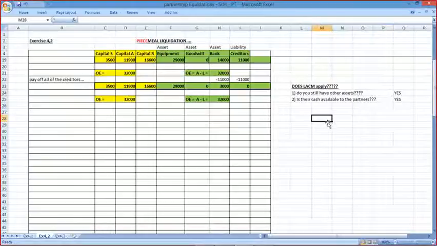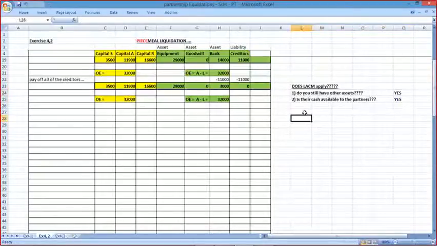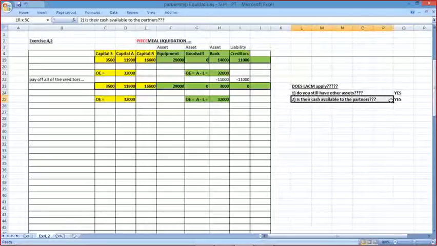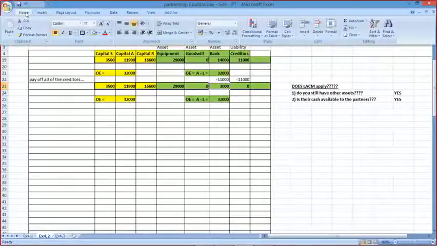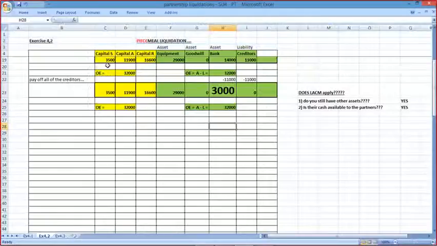So will loss absorption apply? Yes, it will. It must apply when you've got those two criteria being met. So if you've still got assets and there's cash available, you're going to apply it. Because do you agree, they're going to be fighting over this 3,000? And now who gets it?